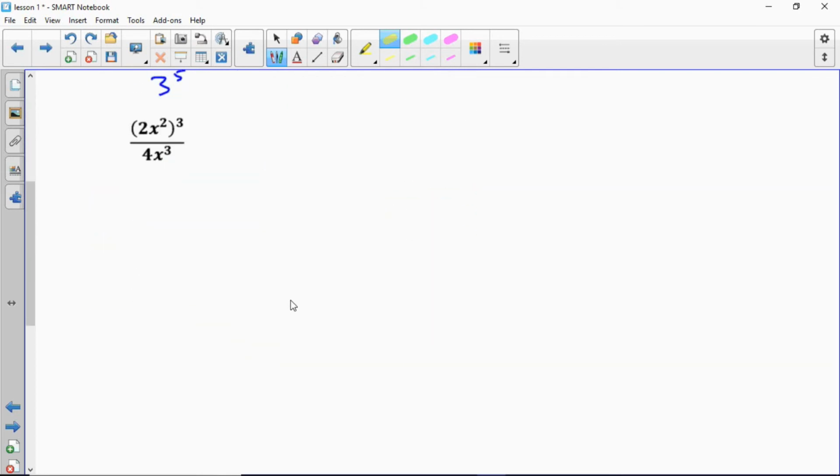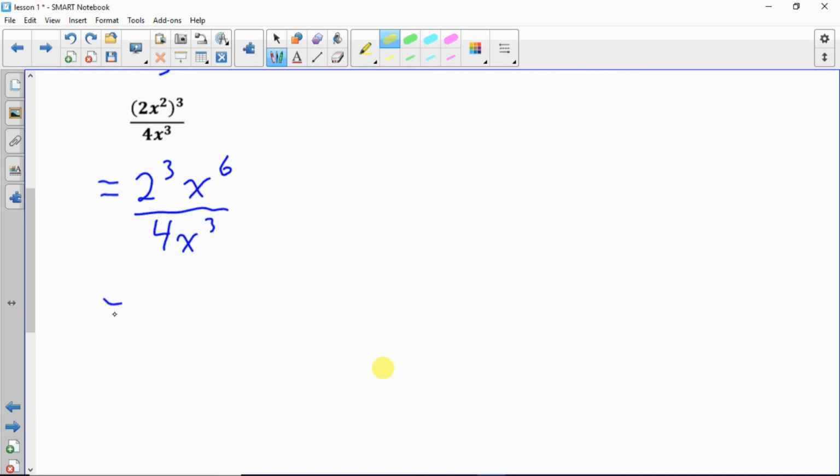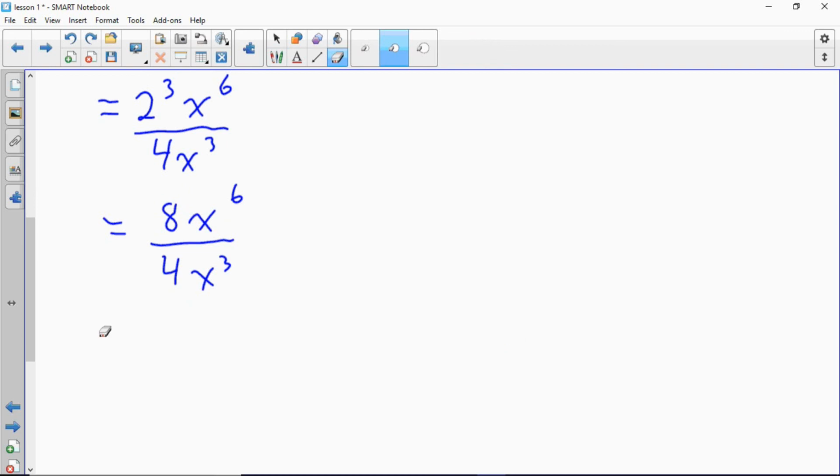Okay, for the last example in today's lesson, let's look at the numerator there. 2x squared to the power of 3 is 2 to the power of 3, and then x squared to the power of 3 is x to the power of 6, power of a power, multiplying the exponents there. How do I go from here? Well, I would just evaluate 2 to the power of 3. It's 8. And I get that right there. And 8 divided by 4 is 2, and x to the power of 6 divided by x to the power of 3 is x to the power of 3.